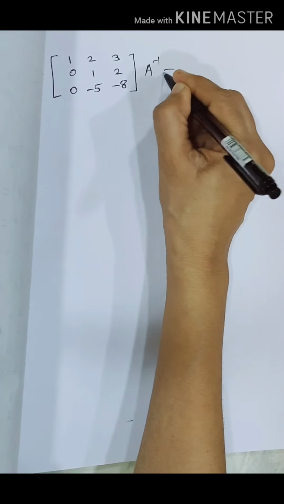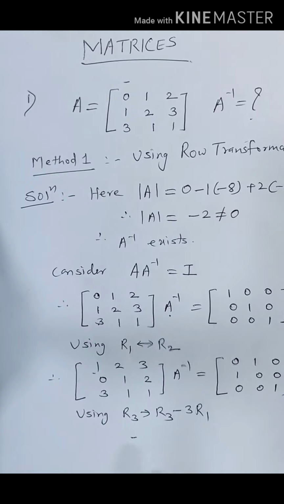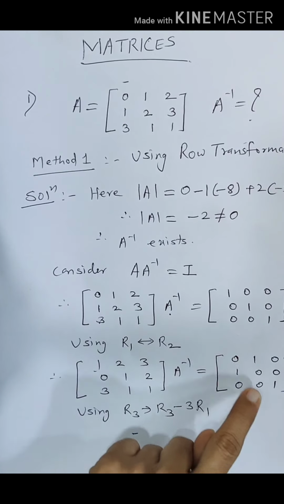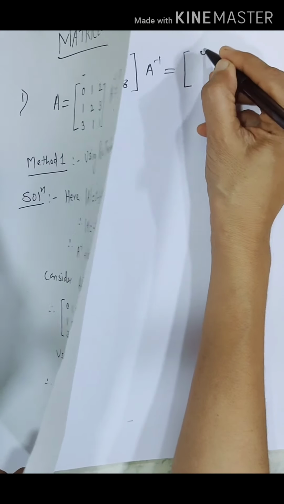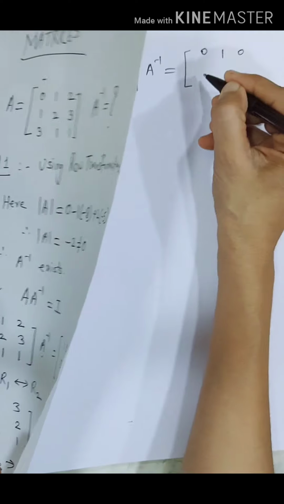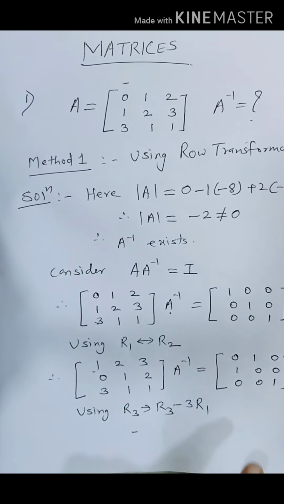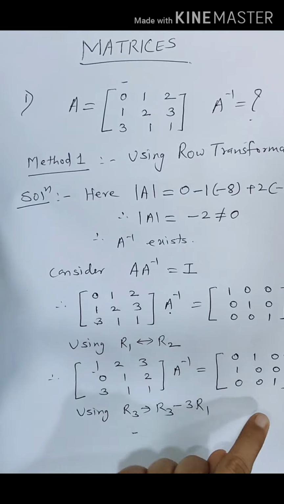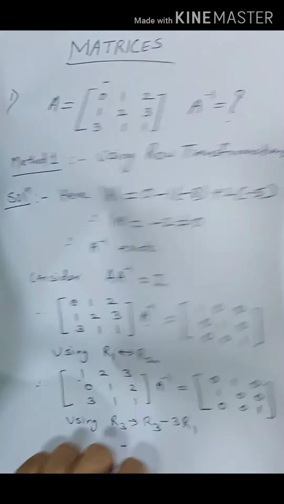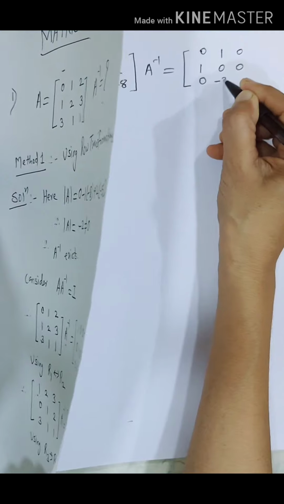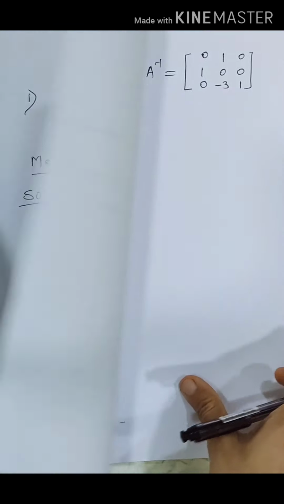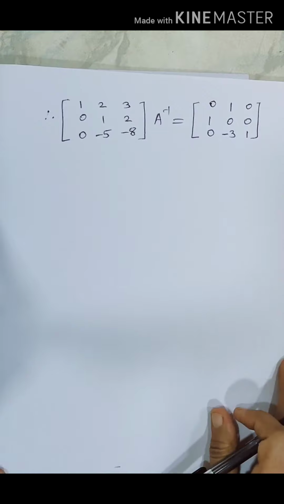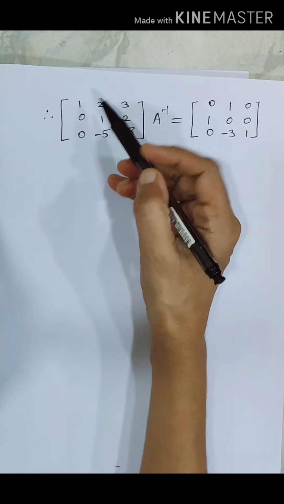Then A inverse is equal to the same operation on the right hand side, R3 minus 3R1. Let me write the first two rows as it is: 0, 1, 0. Second row is 1, 0, 0. Now, the third row will change. 0 minus 0, 0. 0 minus 3 times 1, that is minus 3 here. So first element 0, second element minus 3, and third element again 1. Followed? Okay.